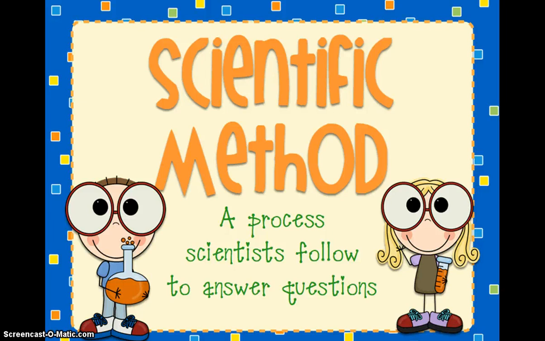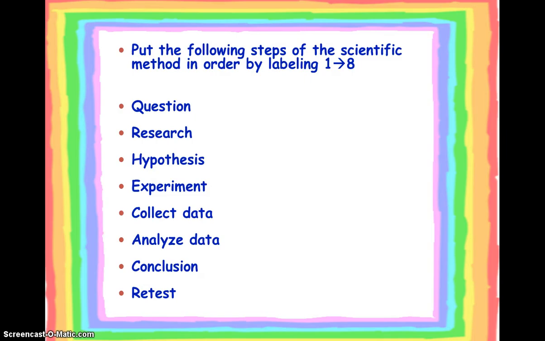So let's talk about the scientific method. Basically, the scientific method is just a process that scientists follow when they're trying to answer questions. So here are the steps. We're not going to actually put them in order. They're already in order. First, you come up with a question.